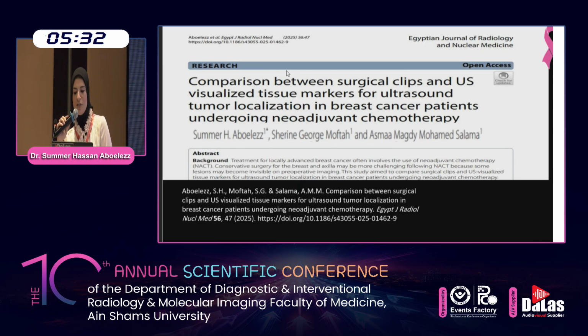The findings I have just presented were peer-reviewed and published in the Egyptian Journal of Radiology and Nuclear Medicine, which validates the importance of our work. I would like to thank Dr. Shireen George and Dr. Asma for their supervision and support throughout the work.